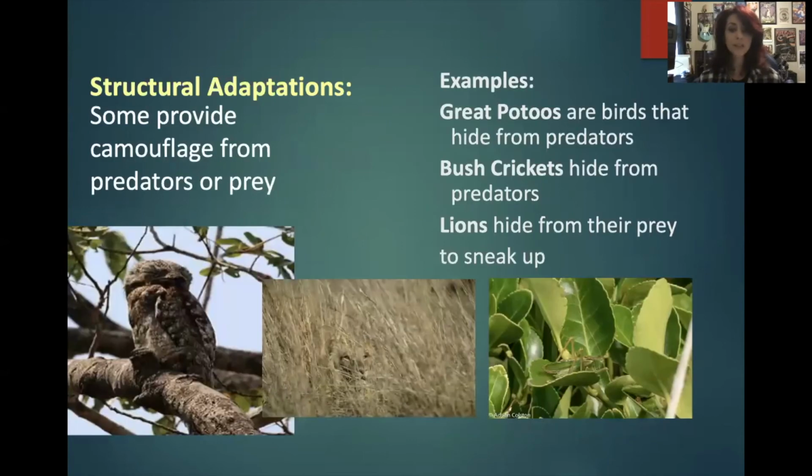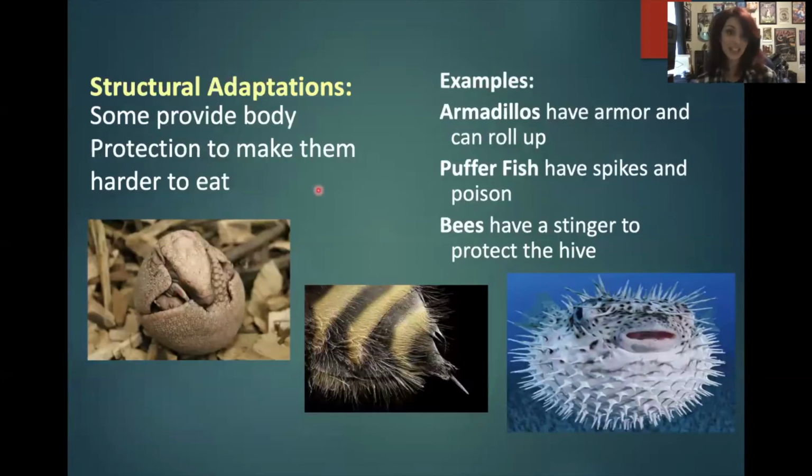Here we have examples of camouflage. And camouflage helps protect from predators, but also from prey. We have the great potoos that are birds, and they hide from predators in trees. We also have bush crickets that also hide from their predators in leaves. But we have this sneaky lion that's able to hide in the grasslands, blending right in and camouflaging itself from its prey so it could sneak up and go in for the kill. These are really interesting structural adaptations.